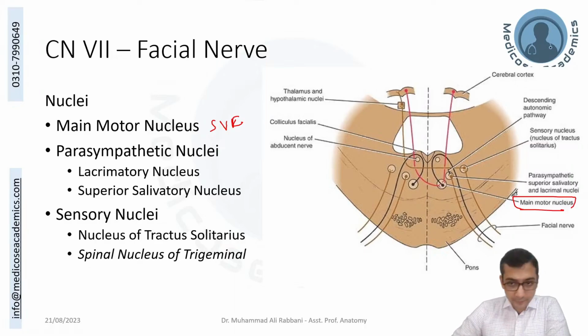Special visceral efferent fibers. These are the ones that are going to supply the muscles that are derived from the first pharyngeal arch, that are the muscles of mastication. Then there are two muscles attached to the styloid process. Then there are muscles around the ear.